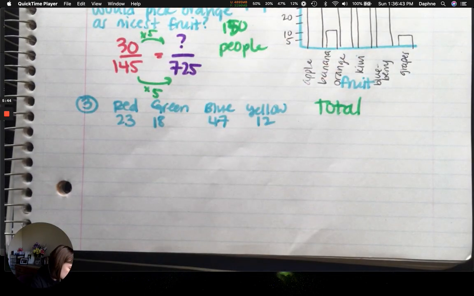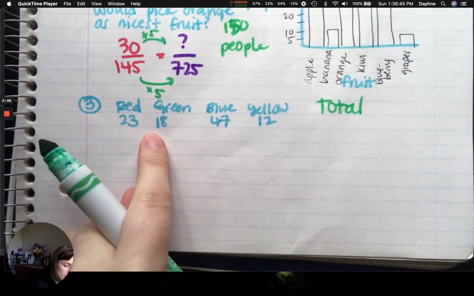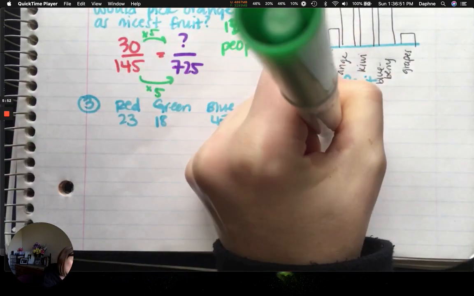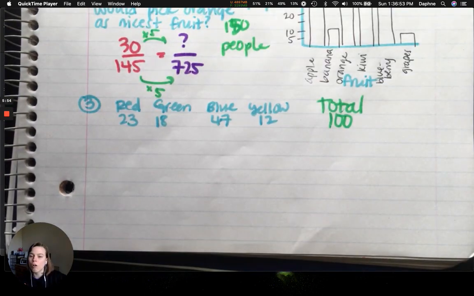Okay, so let's see, 23 plus 18 would be 33, 41, 88. This should be 100 total. So I have 100 draws with replacement because I'm replacing the marble and then drawing again. So notice that with replacement.